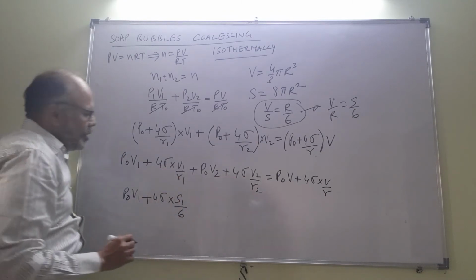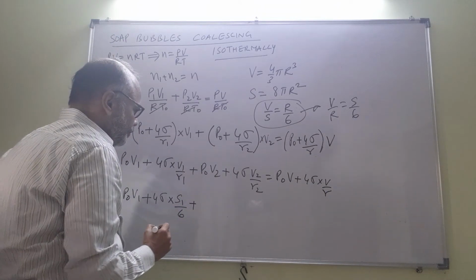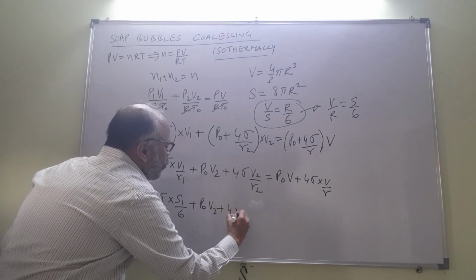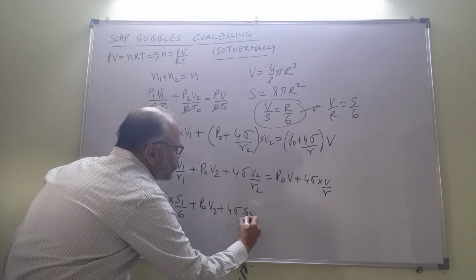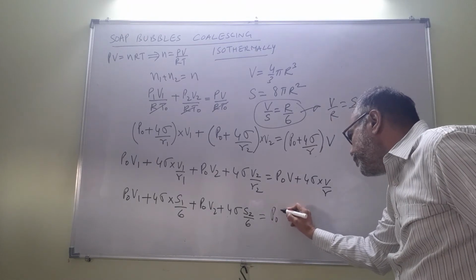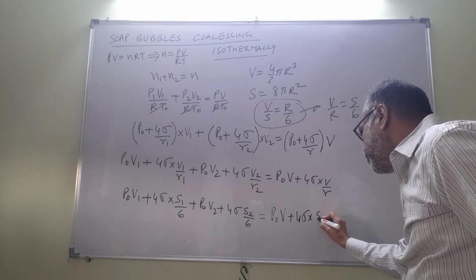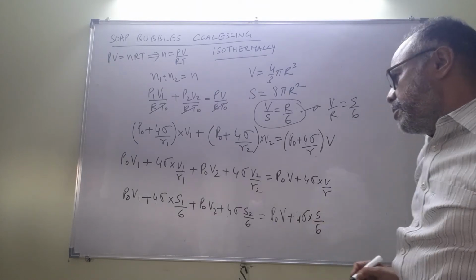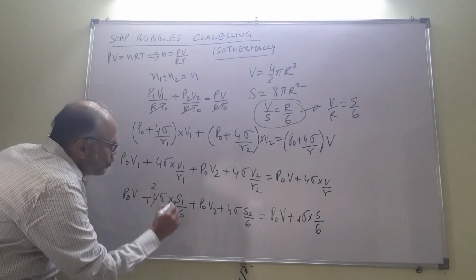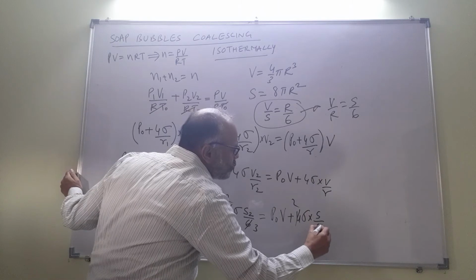Surface area I have taken as S1, S1 by 6 plus P naught V2 plus 4 sigma S2 by 6. That will be equal to P naught into V plus 4 sigma into S by 6. Now, what we shall do is we can cancel this. This is 2, 3, 2, 3, 2, and 3.